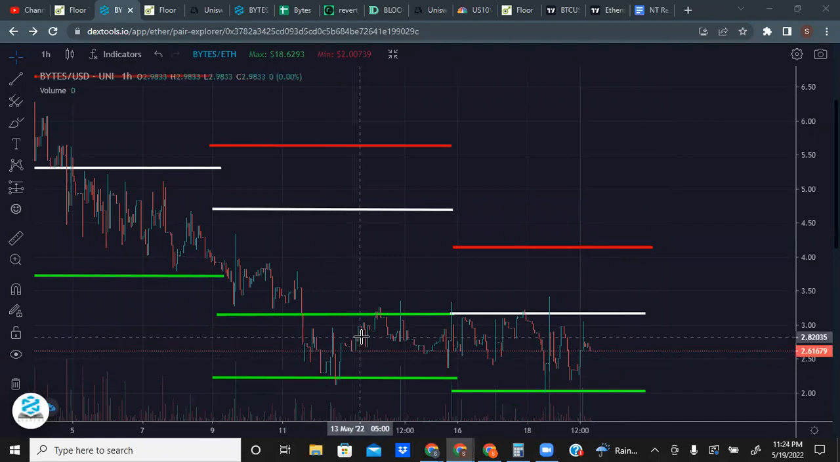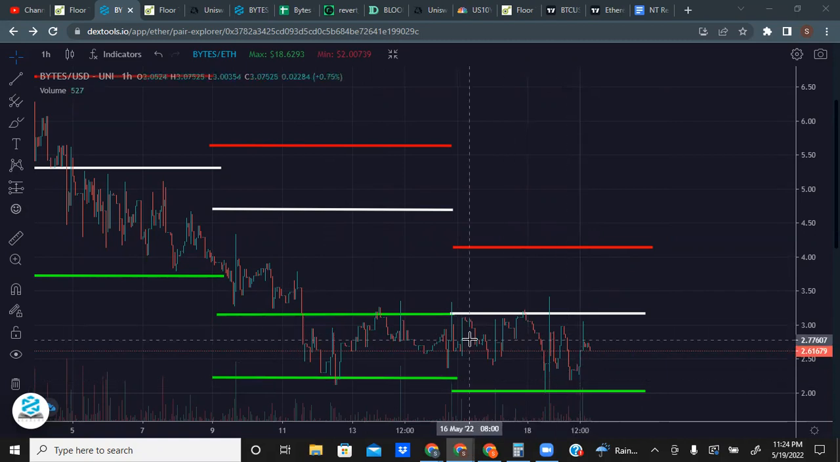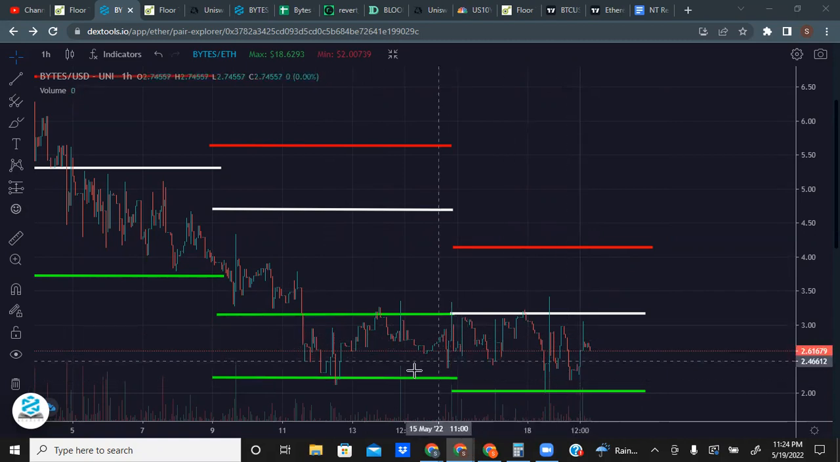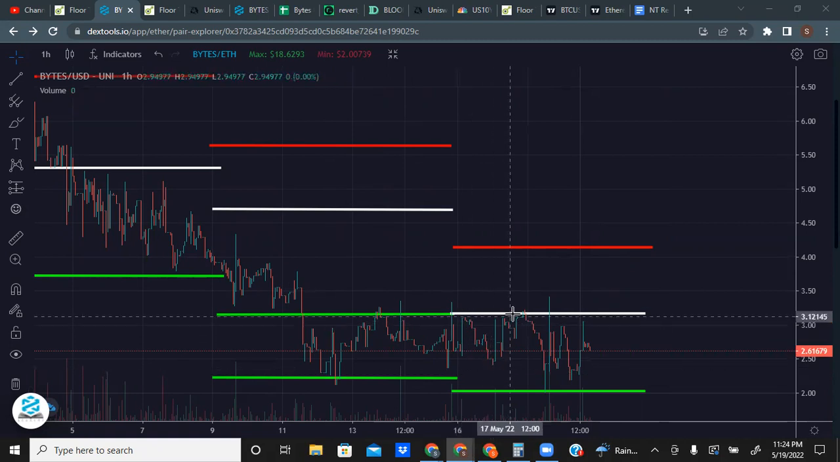We left off on the 13th, and basically since then we've just been doing a little sideways chop here. What's kind of interesting is that it just doesn't look like there's much action here. But when you think about it, you got $3 all the way down to $2. So a 33% drop and a 50% upside.